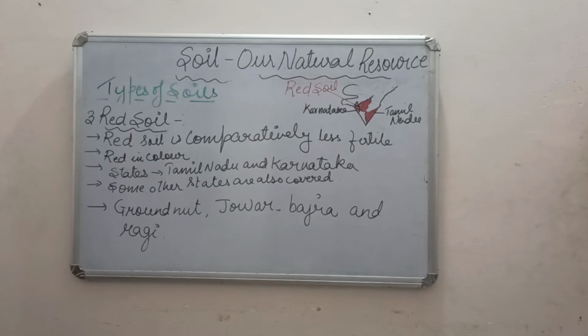And then comes which kind of crops are grown here. So the crops which are grown here, children, are groundnut, jowar, bajra and ragi. These are the few crops which are grown here. So red soil is clear with the name itself that the soil is red in color.